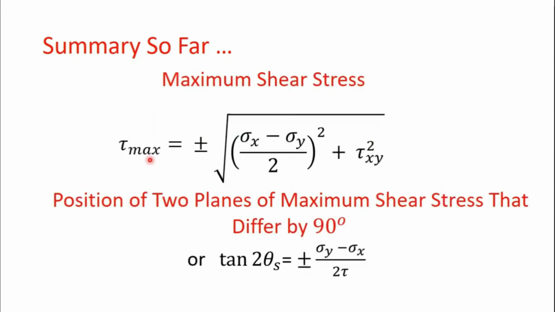Similarly, we have also derived the expression for shear stress, tau max equals plus minus under root of (sigma x minus sigma y by 2) whole square plus tau square xy, and the position of the two planes of maximum shear that differ by 90 degrees is given by this expression. Theta s is the angle of that plane where shear stress is maximum, and you can calculate theta s by this expression: plus minus sigma y minus sigma x upon 2 tau.